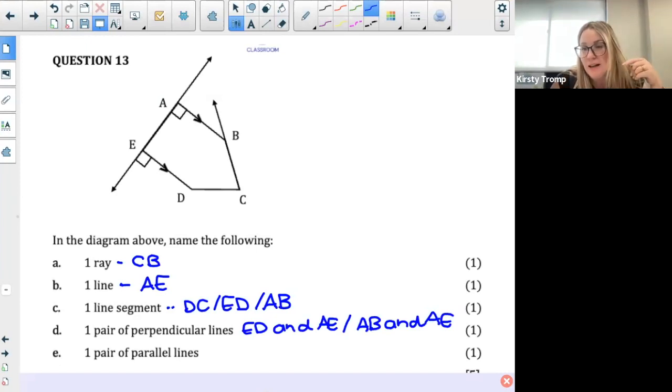One pair of parallel lines. Let's go to, I don't think we've had Lungawa. Hi, Lungawa. How are you? I'm fine, and you? Good. Lungawa, talk to me. Parallel lines.